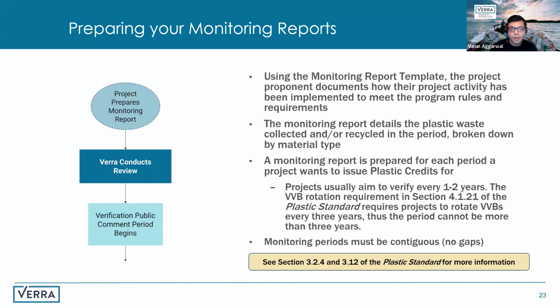And a monitoring report is prepared for each period a project wants to issue plastic credits for. And projects are free to choose the length of their monitoring period. Generally, from our experience, projects aim to verify every 1 to 2 years. But there are certain requirements in the plastic standard that I'd like to highlight here, specifically the VVB rotation requirement, which requires projects to rotate VVBs every 3 years. Thus, the monitoring period cannot be more than 3 years. And an important thing to note here is that monitoring periods need to be contiguous with no time gaps between them.